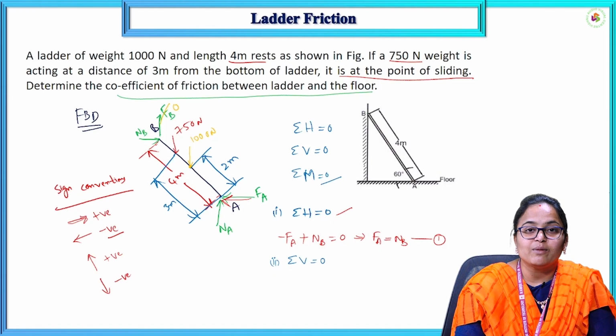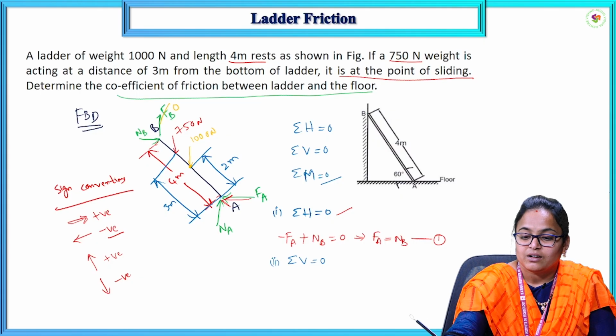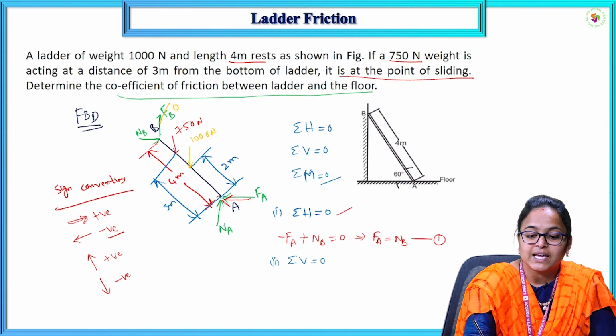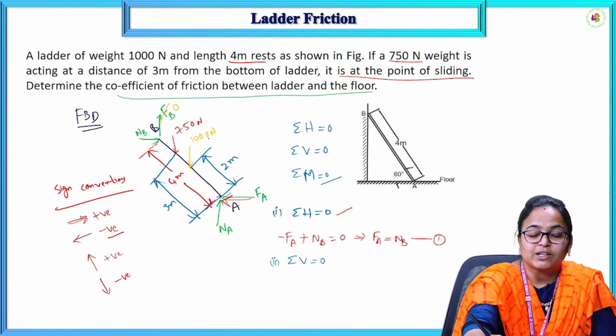Next, let us consider sigma V equal to 0. We are applying the equilibrium equations one by one to simplify the numerical equations. Now, let us consider the sum of all the vertical forces equal to 0. What are the vertical forces here? One is NA at A, there is a 1000 newton force at the midpoint of the ladder, and there is an additional weight of 750 newtons at 3 meters from the ladder, and FB will be 0 in this case.